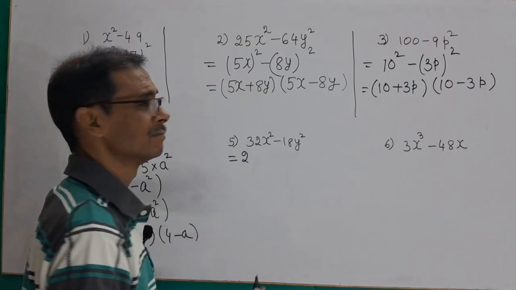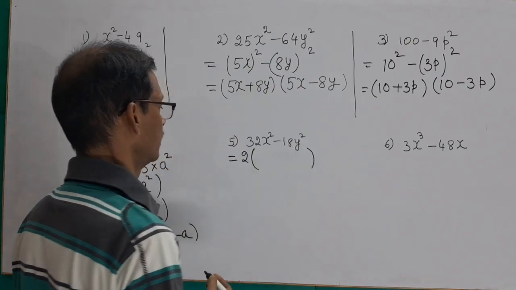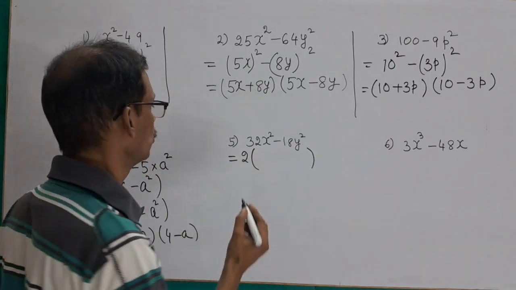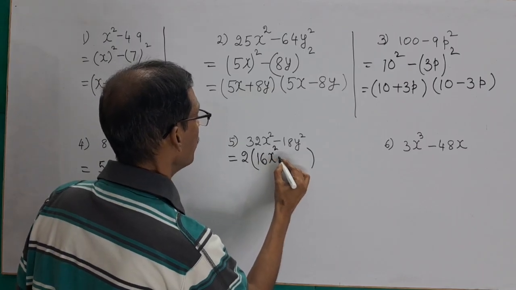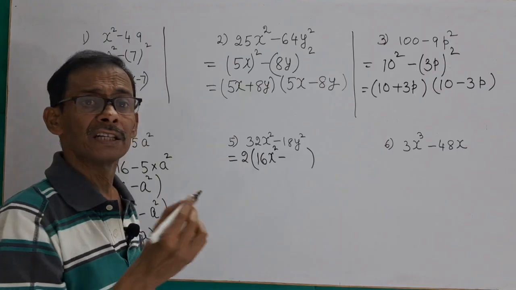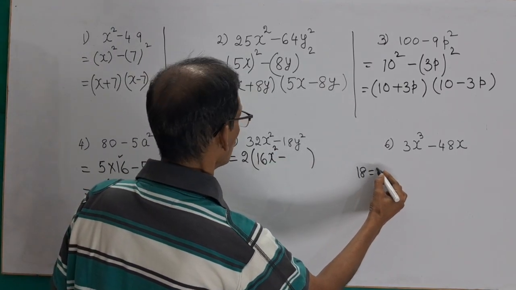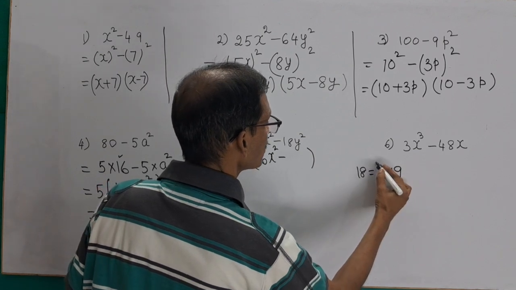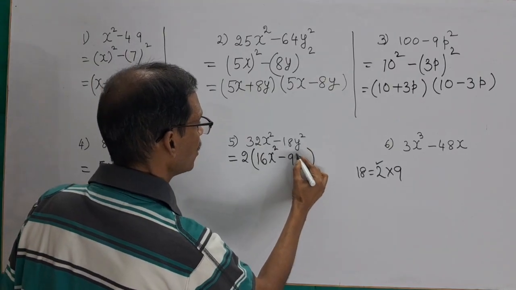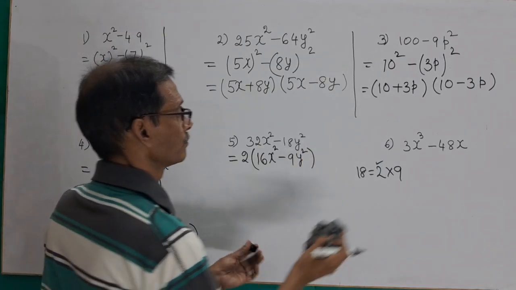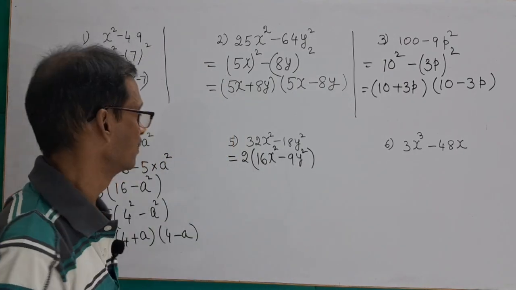you should not put a cross in the algebra. So we will give a bracket directly. 16 to the 32, so 16 you will put x square minus 9 to the 18. That means 18 equals 2 into 9. Once you have taken out 2 as a common, here you are getting 9 and y square with this. I hope how to take common is clear to all my students.